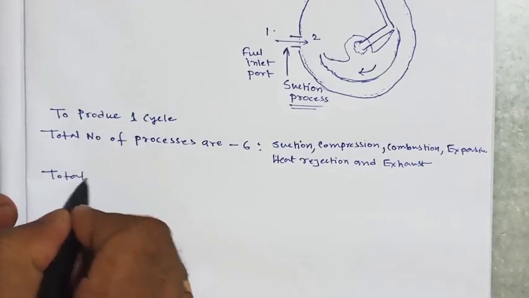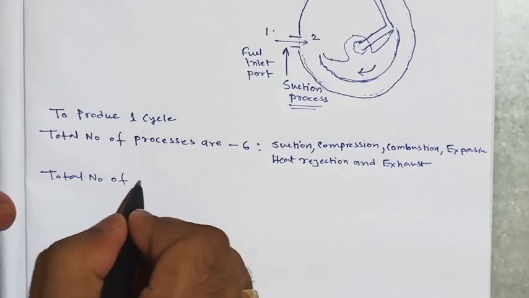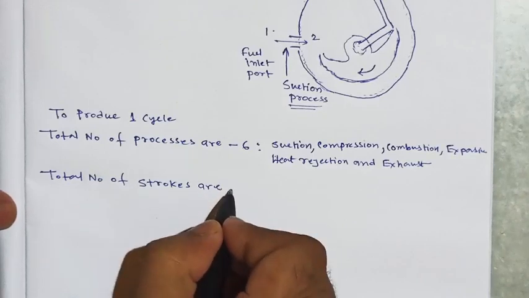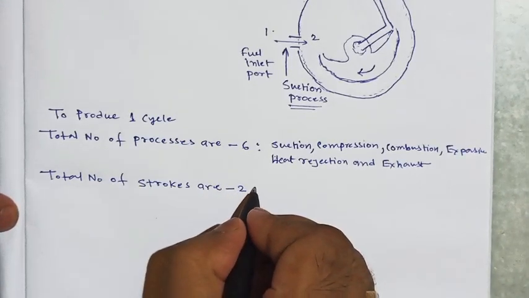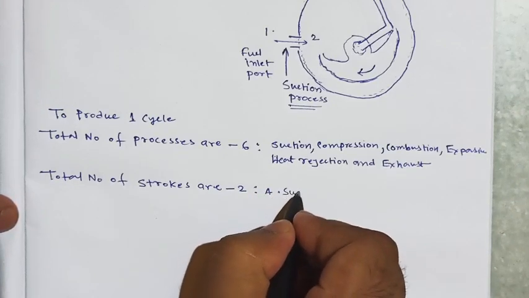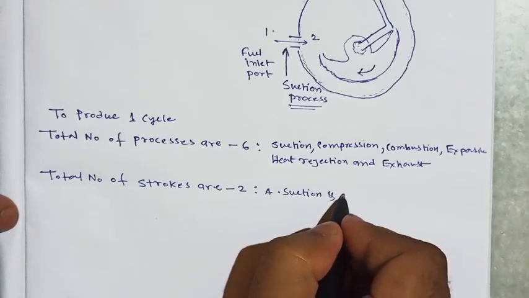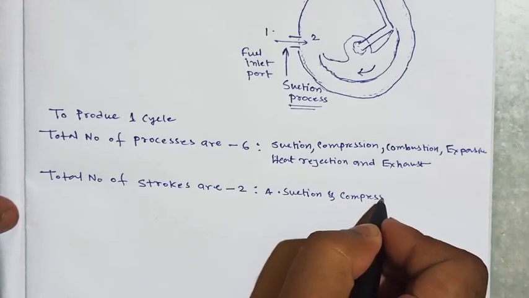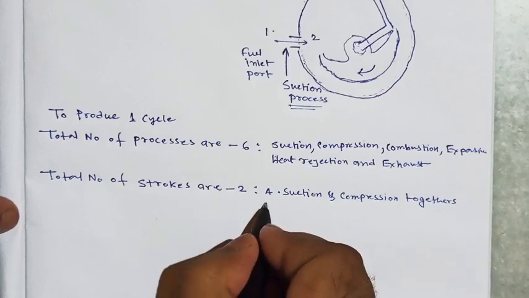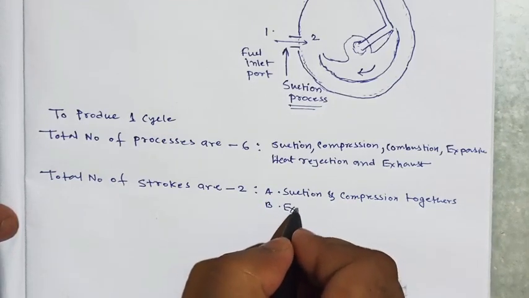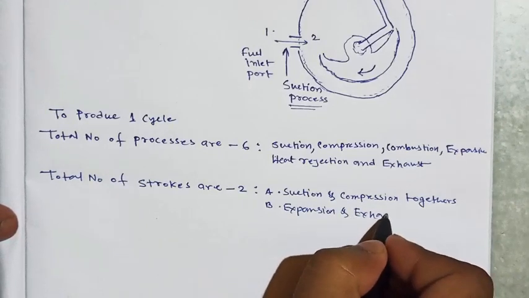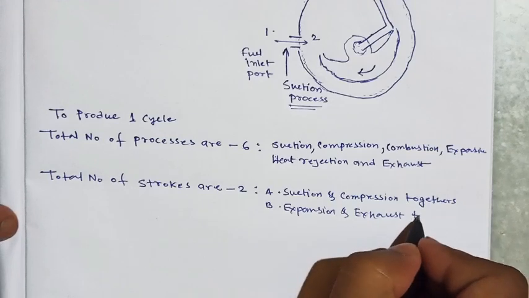So I can write the total number of strokes is 2, that is: A, suction and compression together; B, expansion and exhaust together.